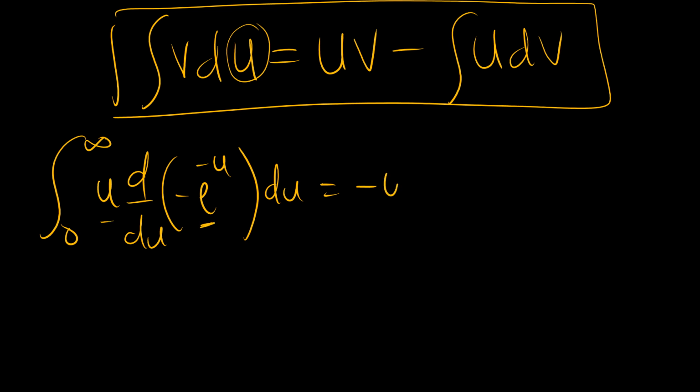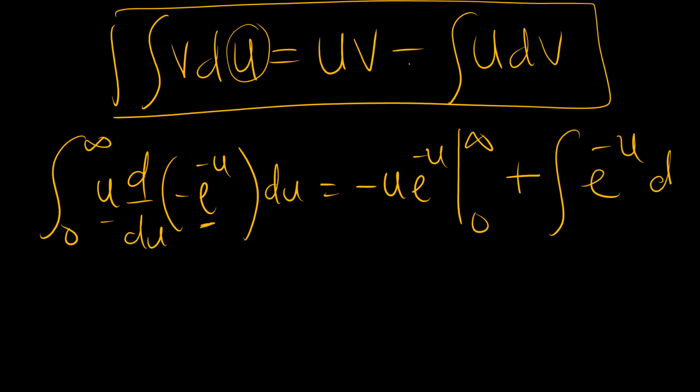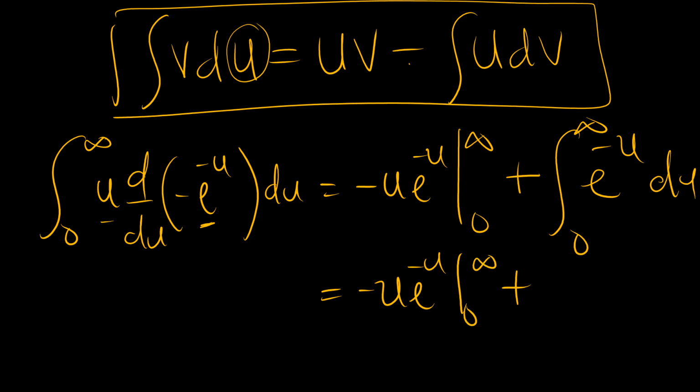This becomes negative u e to the negative u from 0 to infinity, and then we have plus, because we have a minus minus, u being negative times this negative, it becomes a plus, and now the derivative of u, which is 1, so we now have the integral of e to the negative u. When you integrate this, it becomes negative e to the negative u from 0 to infinity.